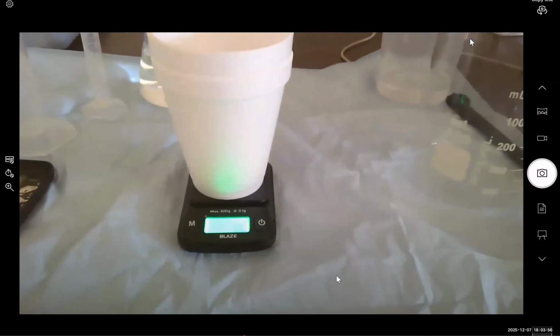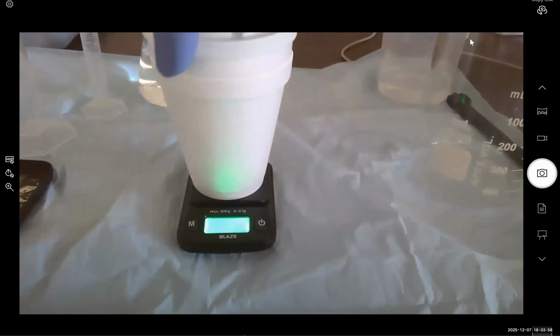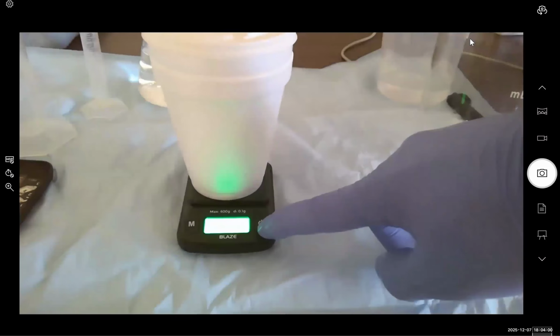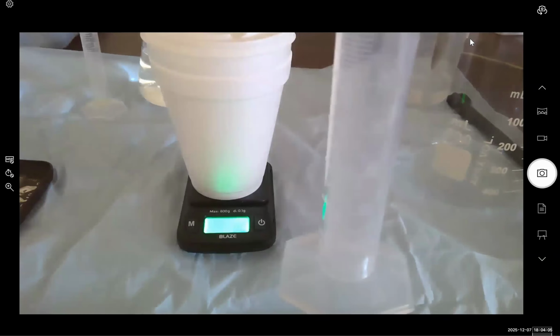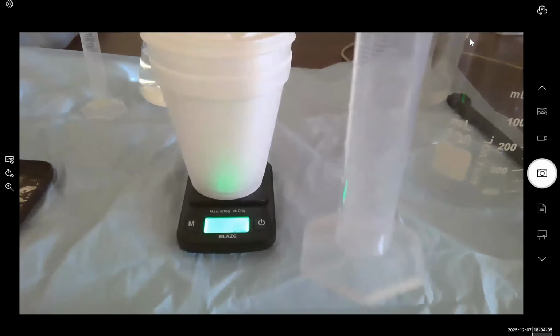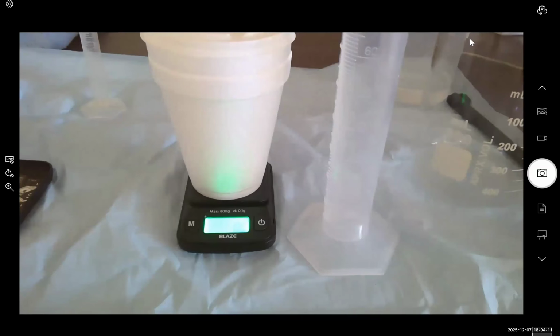Okay, so I've tared my coffee cup calorimeter, and I've tared it with the cap. And now I'm going to add a new batch of water. Again, we're adding about 50 milliliters of water. So we're going to get a mass anywhere between 48 and 50 grams of water, just based on the density.